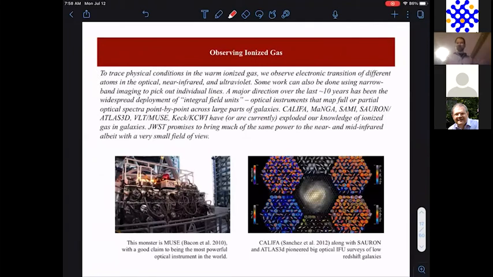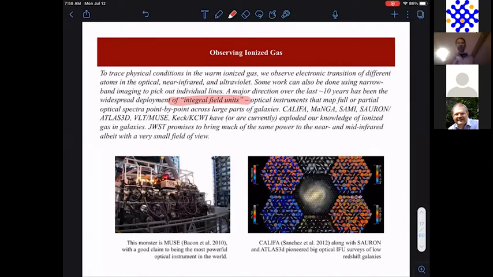To say a word about observing ionized gas, you might think we've been doing optical observations forever and nothing is new, but nothing in fact could be further from the truth. Observations of optical spectroscopy of galaxies, and especially nearby galaxies, have just absolutely exploded over the last 15 years, and over the last 10 years in particular. And Nicola showed us a nice illustration of this from MUSE in the introductory slides. But the big advance here has been the widespread deployment of these integral field units.